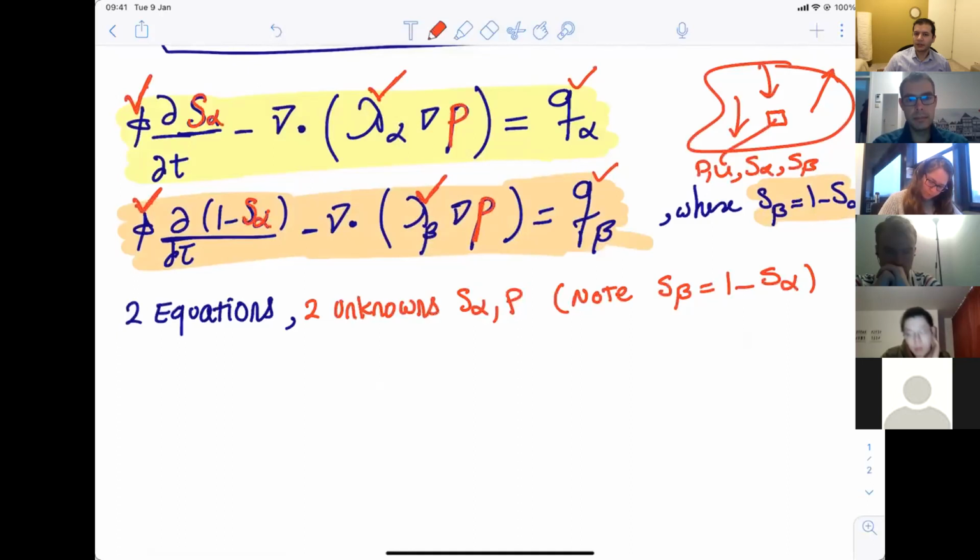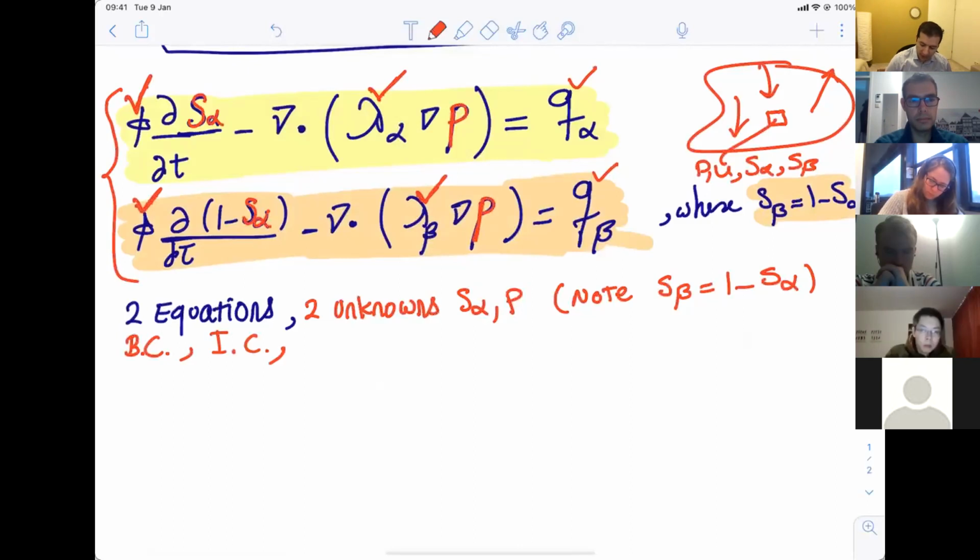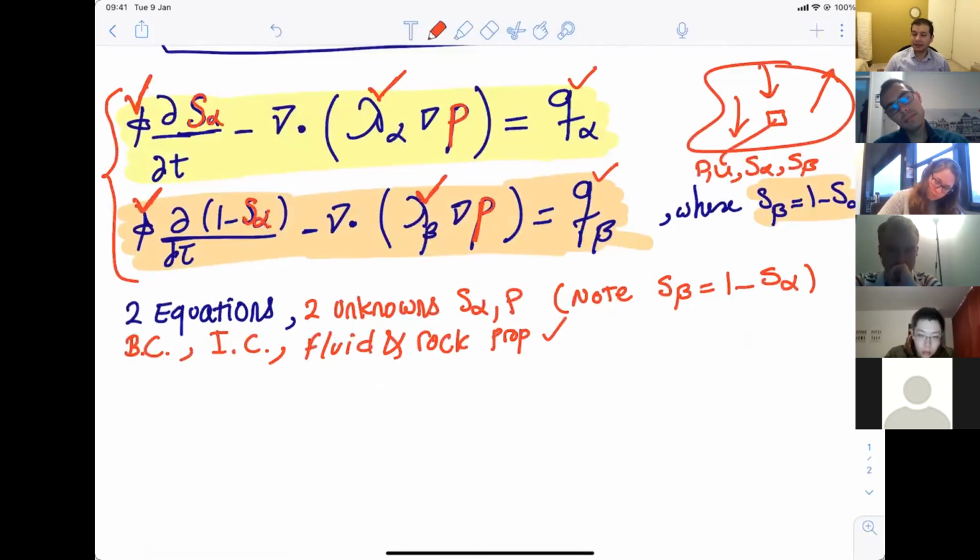How could you know the saturation? I don't know it; I need to solve the equations for it. I have two equations for two unknowns. When I solve these two equations, I can find pressure and saturation if all other terms are given to me: boundary conditions, initial conditions, and all the fluid and rock properties. I need to solve for the saturation of phase alpha and pressure, and then I will be done.